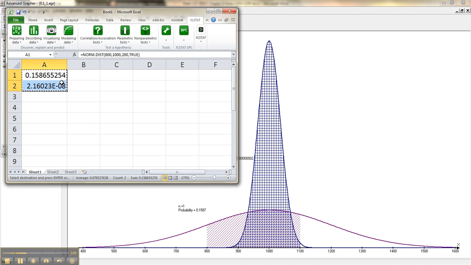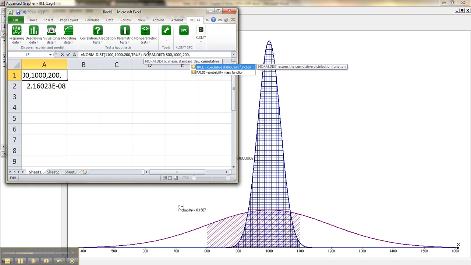I'm going to kind of use the same idea here. But it's going to be norm dist, excuse me. All right, now how does this work? It's 1100 minus, now if you're working with a calculator, you don't have this much difficulty, but this is how Excel does it. So you have to do the right hand one, which was 1100, minus the left hand one, which is 800. The mean is still 1,000. Standard deviation is still 200.